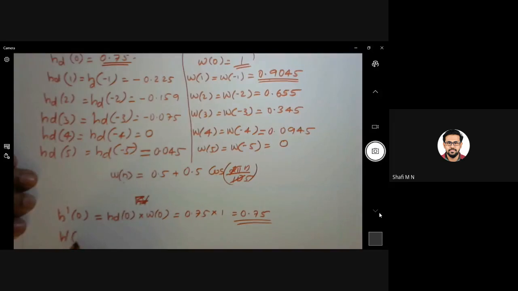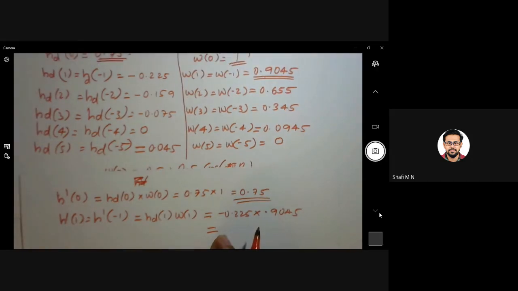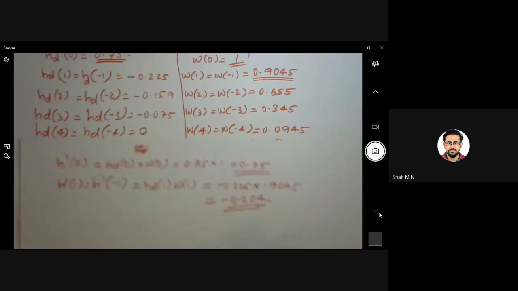Now h dash of 1 will be equal to h dash of minus 1. That means you have to multiply hd of 1 into w of 1. So that will be equal to minus 0.225 into 0.9045. So you multiply that, you will get it as minus 0.204. Clear or not?